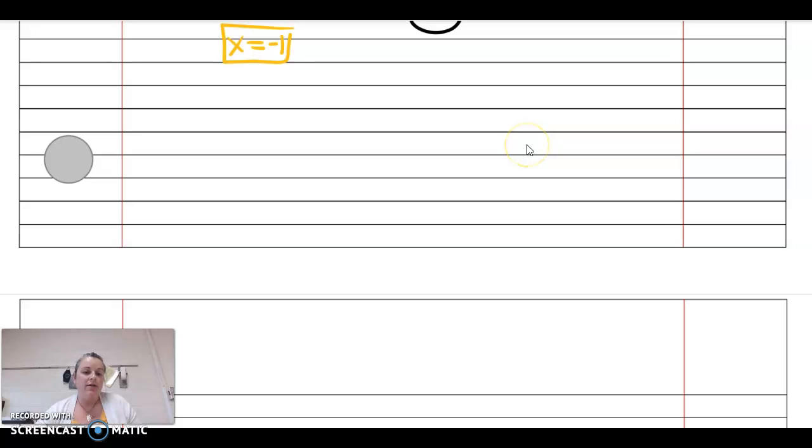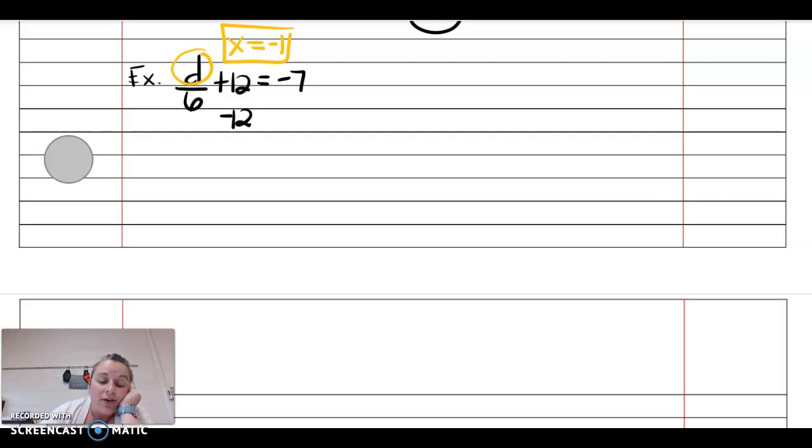Okay, let's try another example. Let's say I had d over 6 plus 12 equals negative 7. Okay, we're going to find our variable. Oh, there it is. Ask yourself what's happening to it. Looks like we've added 12, so we have to get rid of that first. We're going to subtract 12 from both sides.